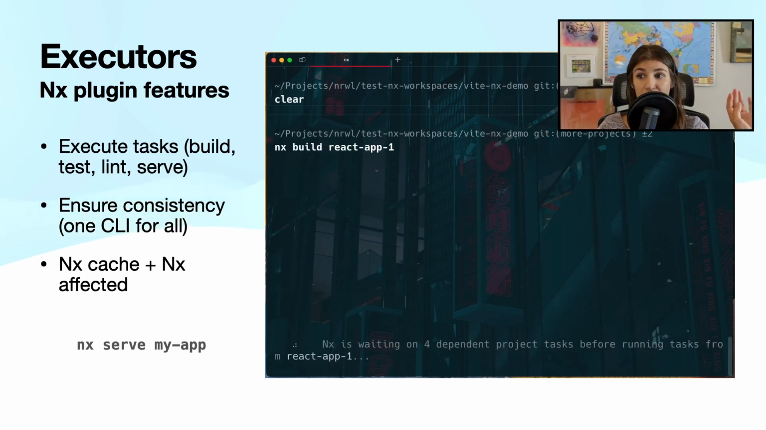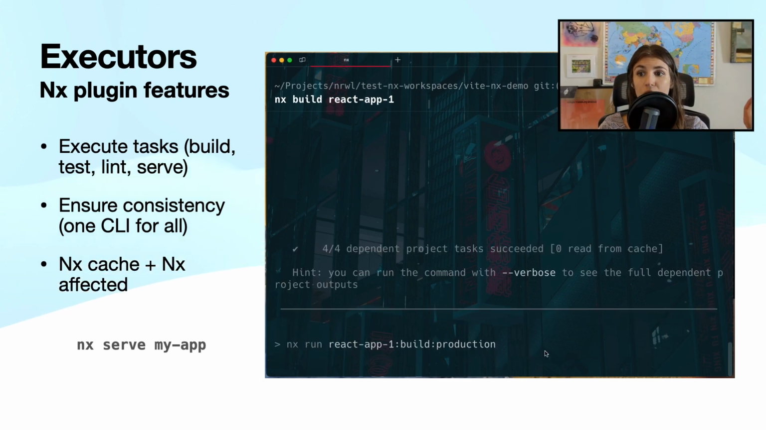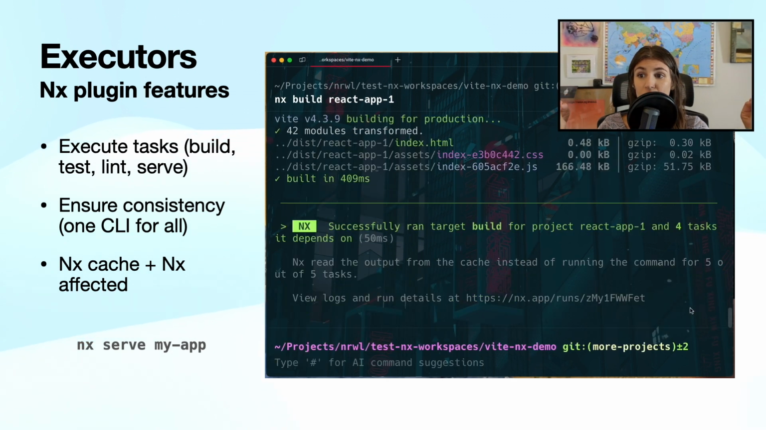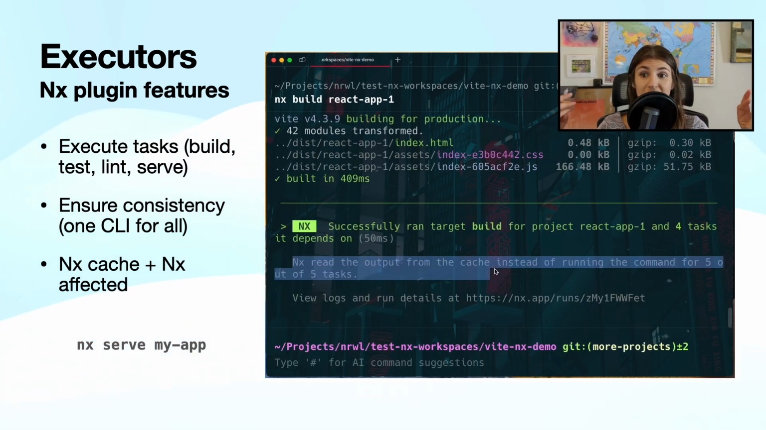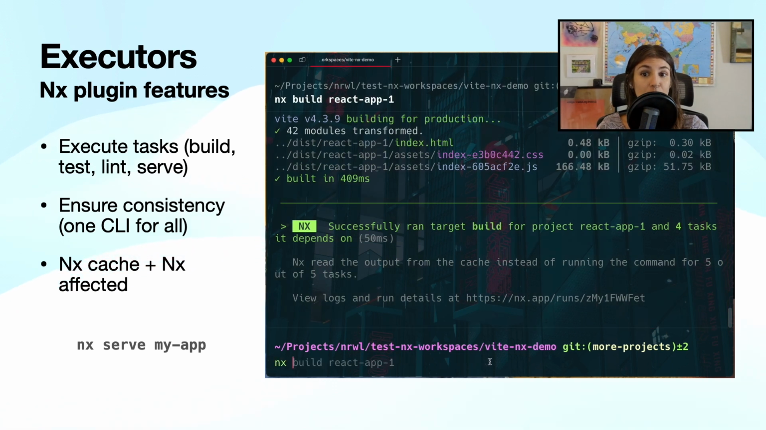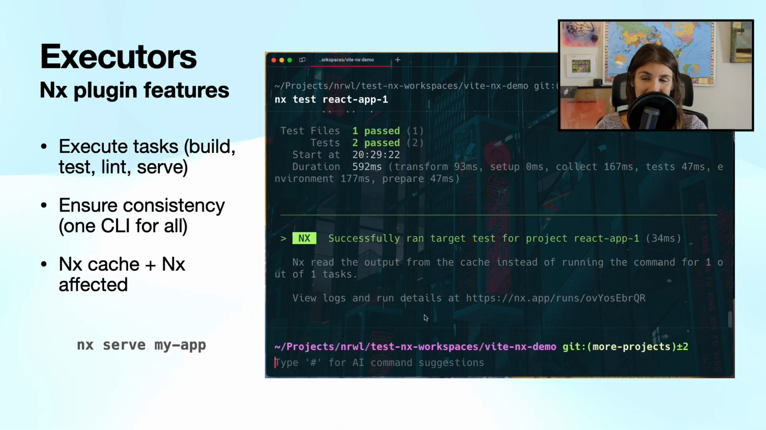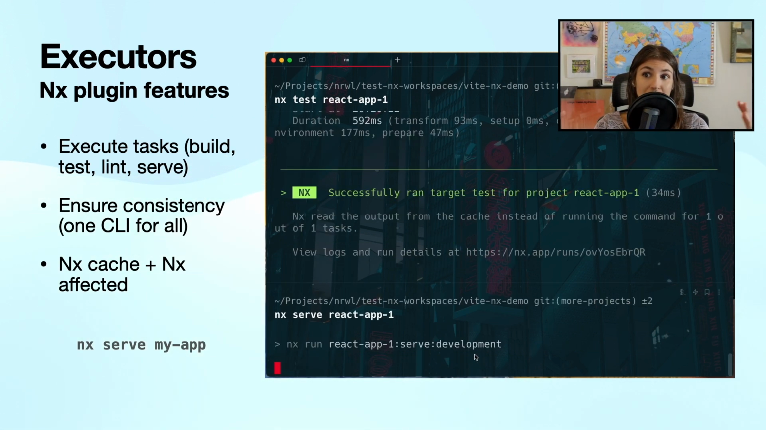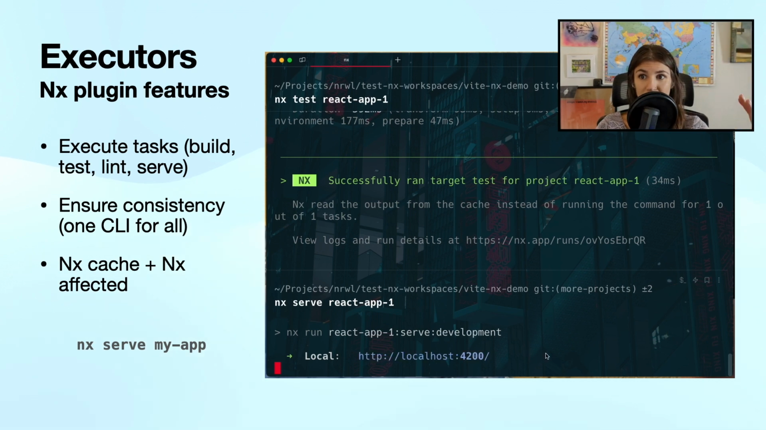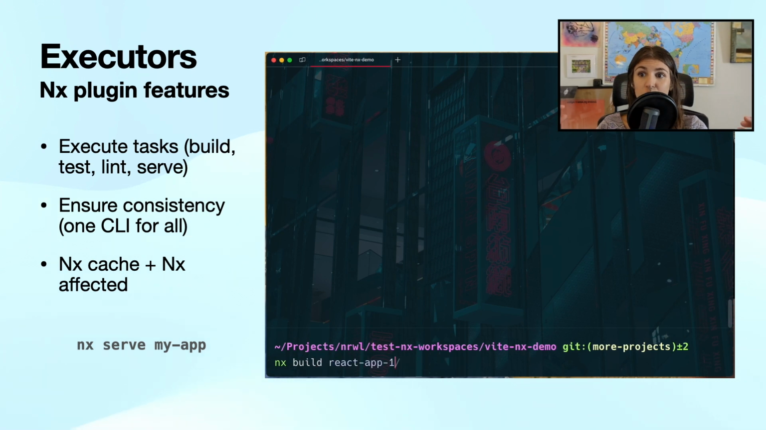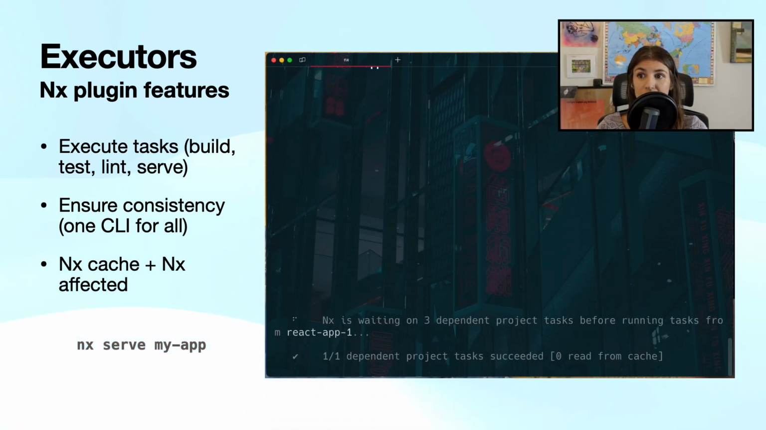Executors in Nx are scripts that perform actions on your code, such as building, linting, testing, serving. An executor performs actions on your code by running scripts or commands defined in the executor's code. For Vite, for example, we are calling directly the Vite builder as is exposed by the Vite API. Of course, they ensure consistency. You get one CLI to run all your commands like Nx test for all your applications or Nx serve for all your different frameworks. And you get advantage of the Nx cache and the Nx affected, which we're going to see further on in this presentation.